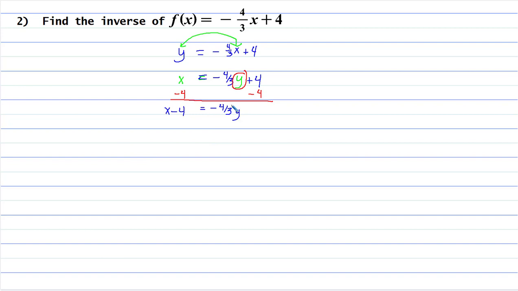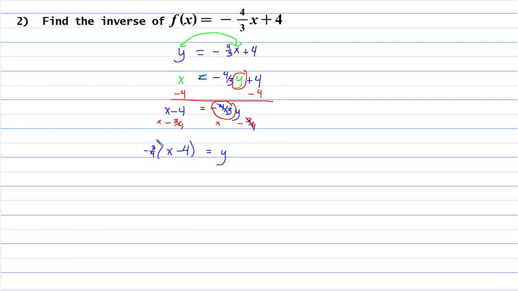Now I need to get rid of this -4 thirds. So to get rid of it, I need to multiply by the reciprocal. So I want to multiply both sides by -3/4. So I'm just going to rewrite this. -3/4 times x minus 4 is equal to, these will cancel out, y.